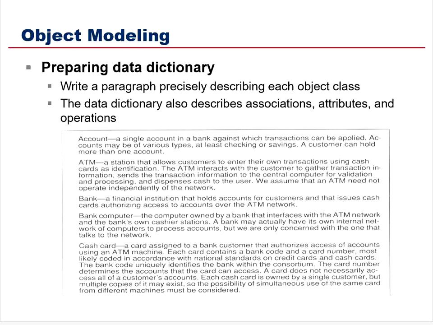The second step of object modeling is preparing the data dictionary. In this we write a paragraph precisely describing each object class. Generally the data dictionary describes the associations, attributes and operations. So the second step that we have to implement in the construction of the object model is to prepare a data dictionary, with a paragraph precisely describing each object class, and describing the associations, attributes and operations.